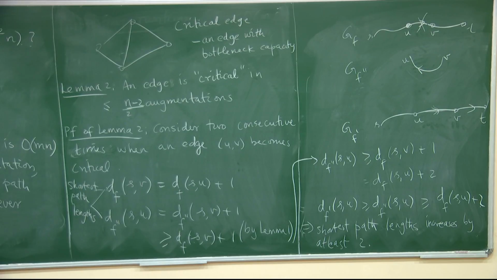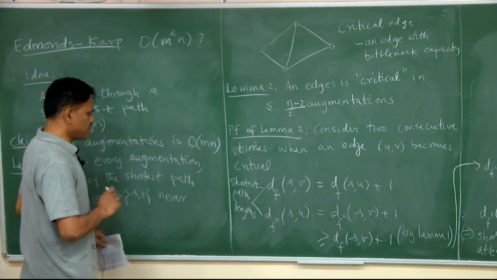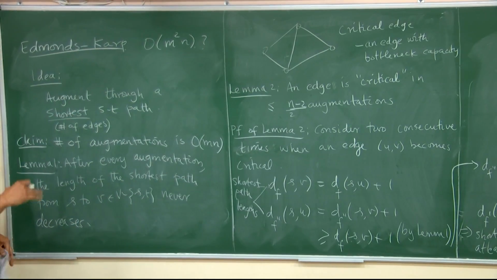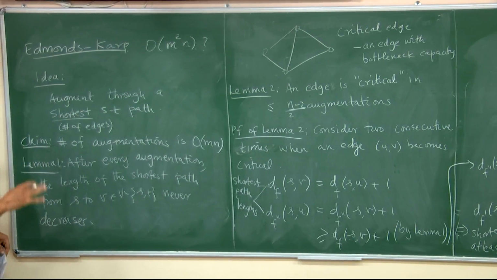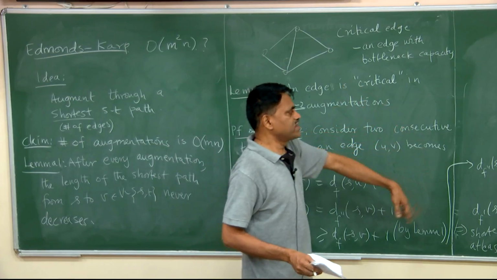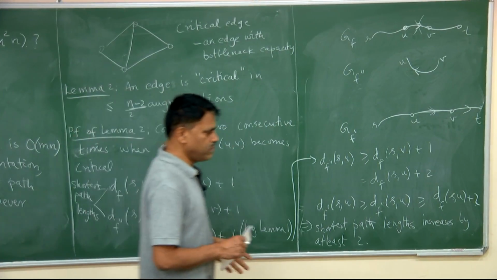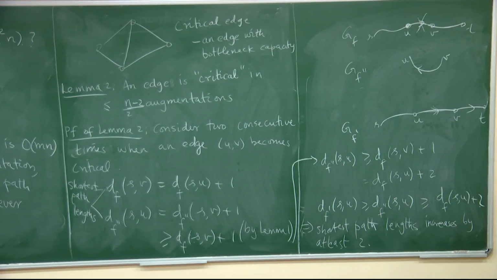Okay, more or less, so this proves lemma 2, assuming lemma 1, and everything else about running time follows. So we just have to prove lemma 1, and lemma 1 follows very similar lines. Because we are always augmenting through shortest paths, some calculations like this will tell you that the shortest path lengths never decrease. So let's quickly go through that.